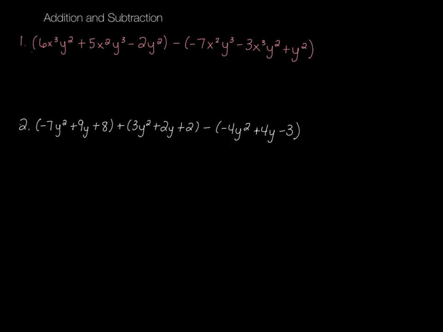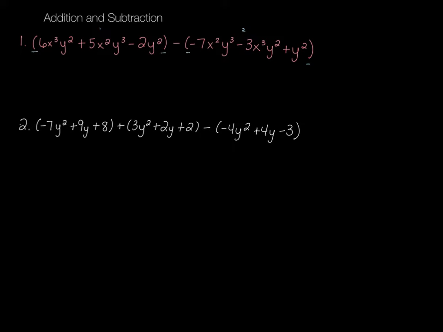So the parentheses here are just separating the two polynomials from each other. So this is our first polynomial, and this is our second polynomial over here. So we're taking the first one and subtracting the second one. Again, we can only add and subtract like terms.